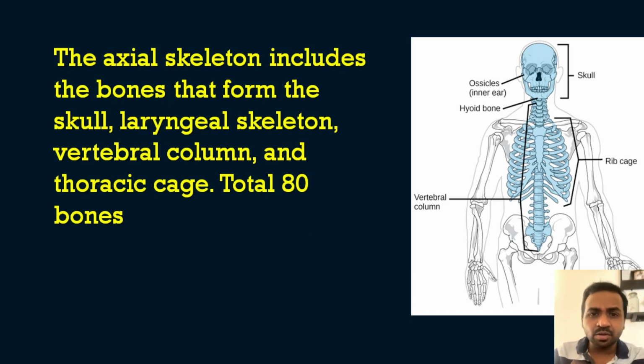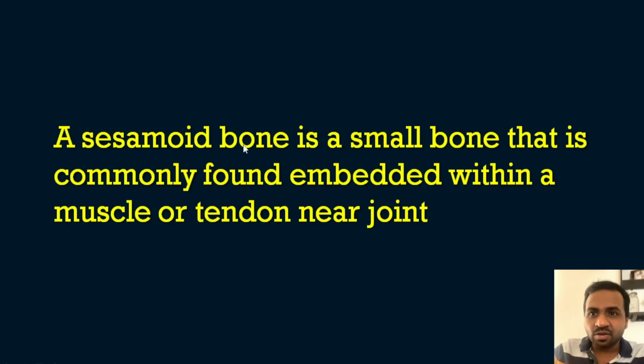Then I have given you two more options. The next option was regarding the sesamoid bone. So what is a sesamoid bone? A sesamoid bone is a small bone that is commonly found embedded within a muscle or tendon near a joint. We have several sesamoid bones that you can refer to later. We have very limited time, so that's all regarding that question.